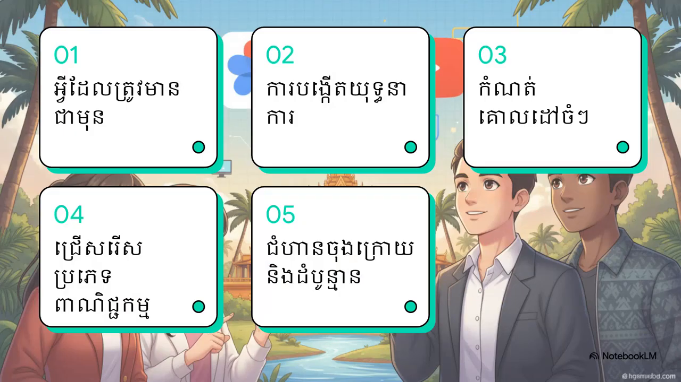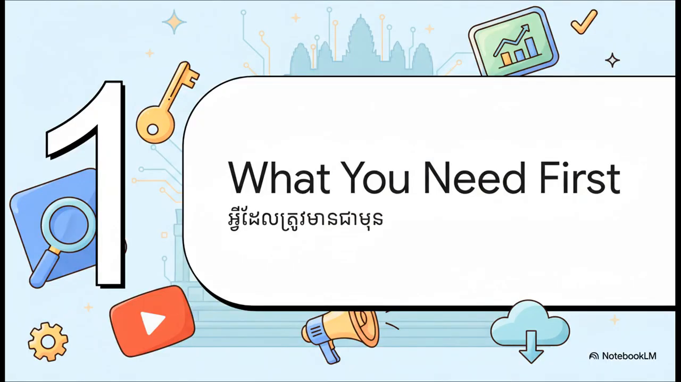So here's our game plan. First, we'll cover what you need to have ready before you start. Then, we'll actually build the campaign together, step by step. After that, we'll get into the really important stuff, targeting your audience. Then we'll pick the right kind of ad, and finally, we'll cover the launch and one last piece of crucial advice. Let's do this.